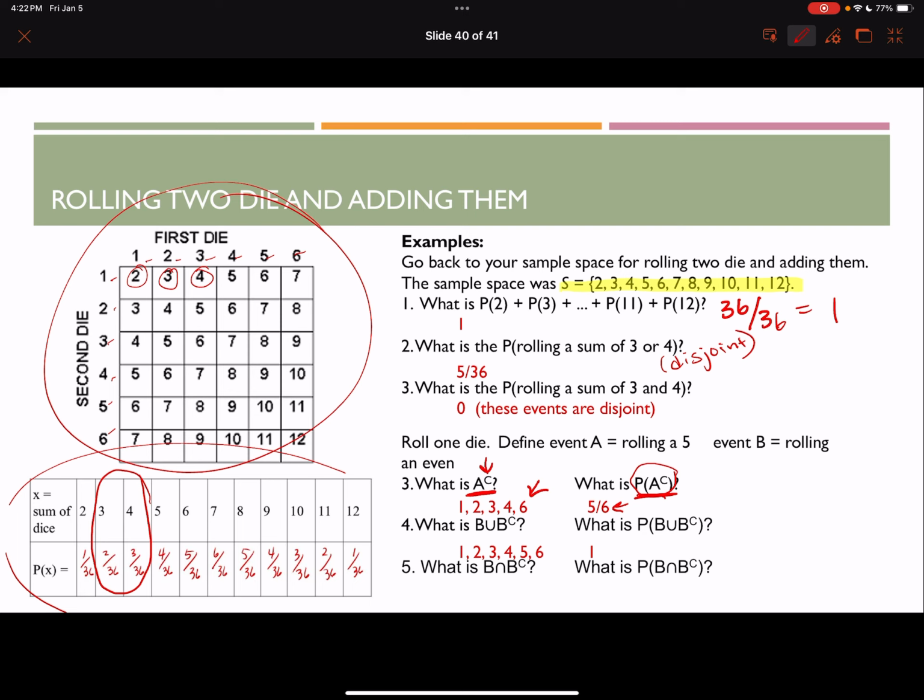All right. And then number 5, what is B intersect B complement? So remember, intersection means like, what do they have in common? So rolling an even and rolling a number that's not an even, that would be the null set. You can't roll a number that's an even and not an even at the same time. And so therefore, if this thing is impossible, what's the probability of that thing happening? 0. Notice over here, these are the probabilities. These are the values between 0 and 1. These are all the possible outcomes.